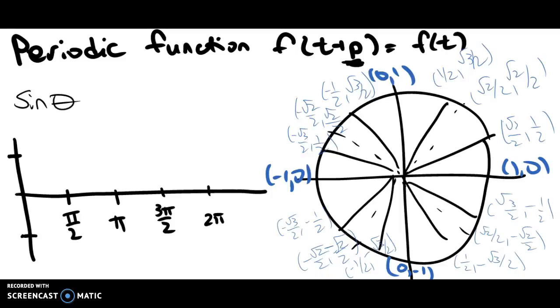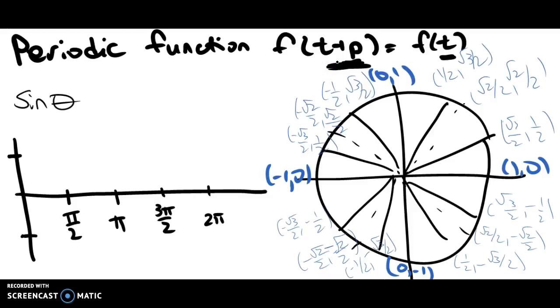All right, we're going to talk about a periodic function. A periodic function is when you can add some constant p to the input, and when you put the original input into the function, or the input after you have added that constant to it, you get the same output.